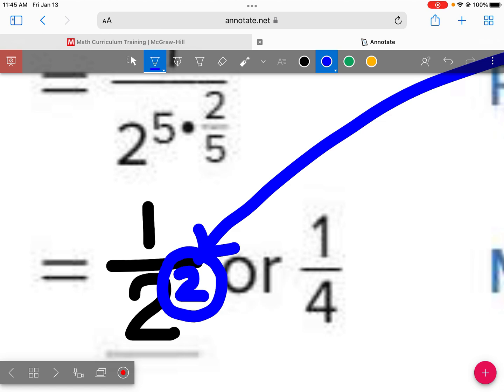There is one more example that I want to do with you guys. It's got a couple parts to it, and then we're going to be done for the day.